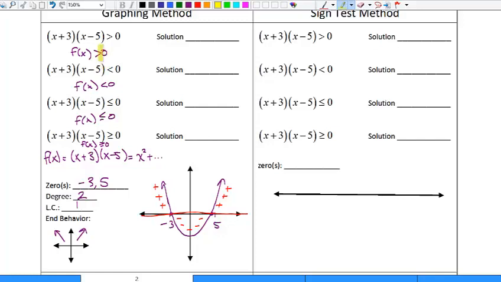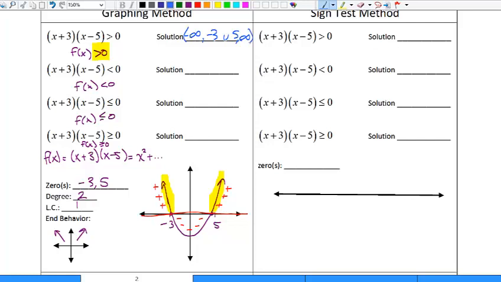So in my first problem, I am looking at where is f of x greater than 0. Well, what's greater than 0? Positive things, right? So the positive part of my graph is right here and right here. So that is where the inequality is satisfied. The solution to the inequality is the x values, the domain where the inequality is satisfied. We know it's satisfied where we have shaded. Those are the positive regions. The domain of those positive regions would be -infinity up until -3, union 5 to infinity.